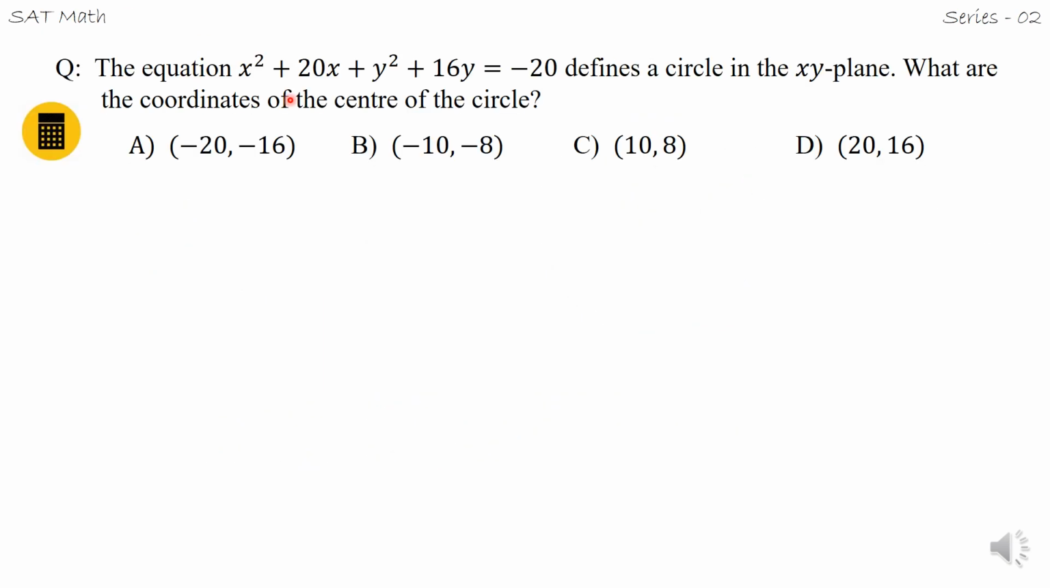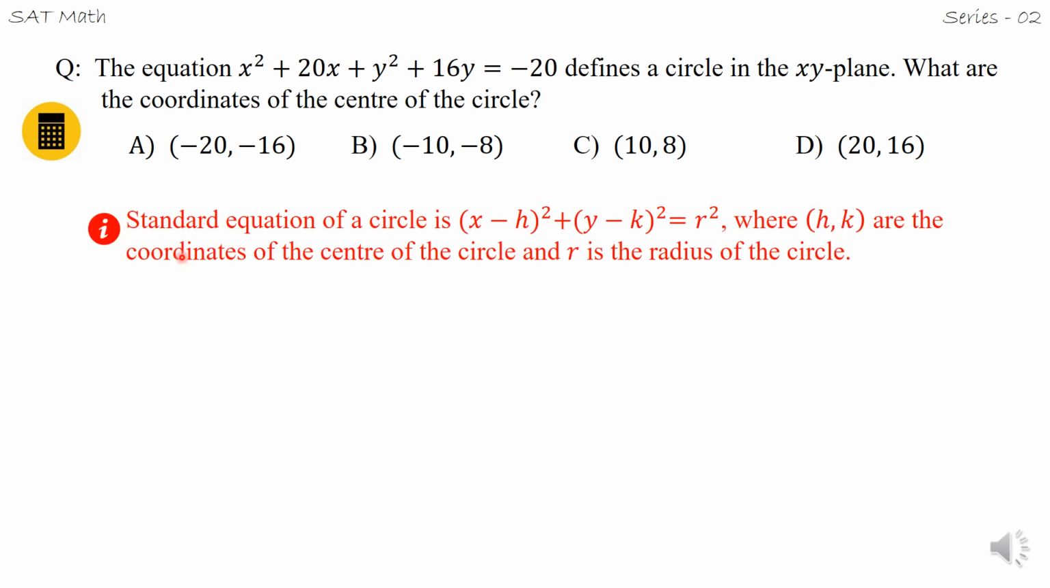Okay, here an equation of a circle is given. You need to find the coordinates of the center of the circle. We know the standard equation of a circle is (x minus h) whole square plus (y minus k) whole square equals r square, where (h, k) are the coordinates of the center and r is the radius. Let us put this equation in the form of the standard equation.